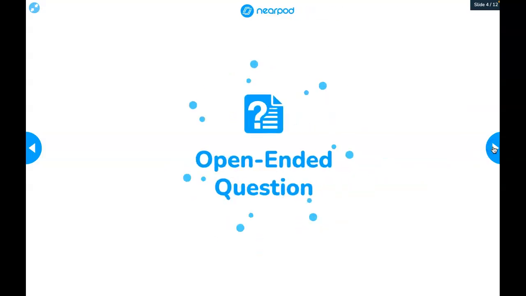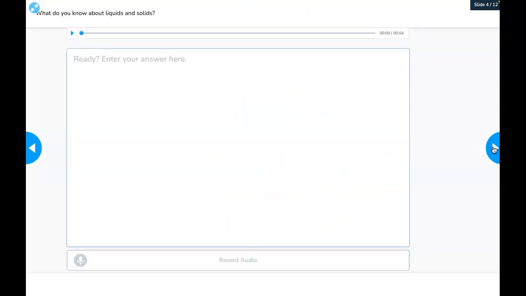The next slide is an open-ended question slide, where it is a pre-assessment of the students' prior knowledge about liquids and solids. The students have the option to either record their answer or type it. All slides that have typed text also provide an audio recording of me speaking the typed text, so they can play that if they don't or cannot read it.